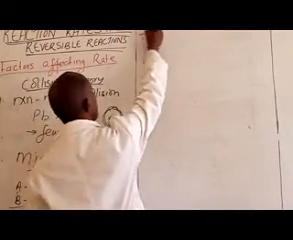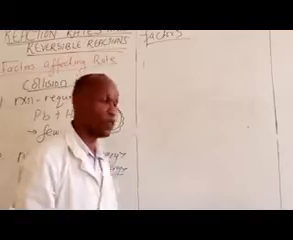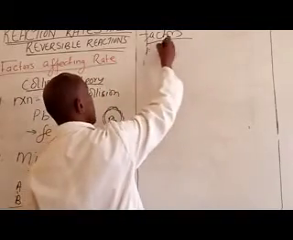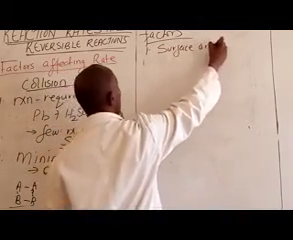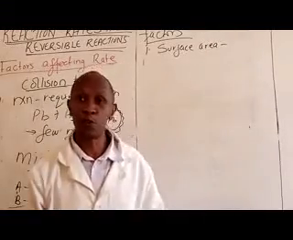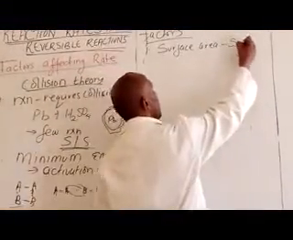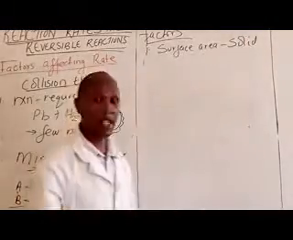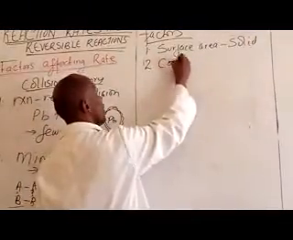Factors that affect reaction rate. Factors affecting the rate of reaction. Number one, the surface area. Surface area, of course, will affect reactions that involve solids. It's only solids with surface area that you can change. Number two, the concentration.